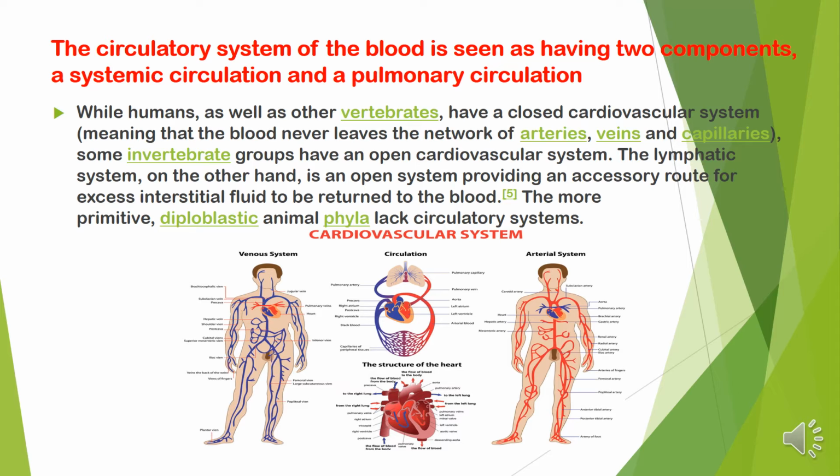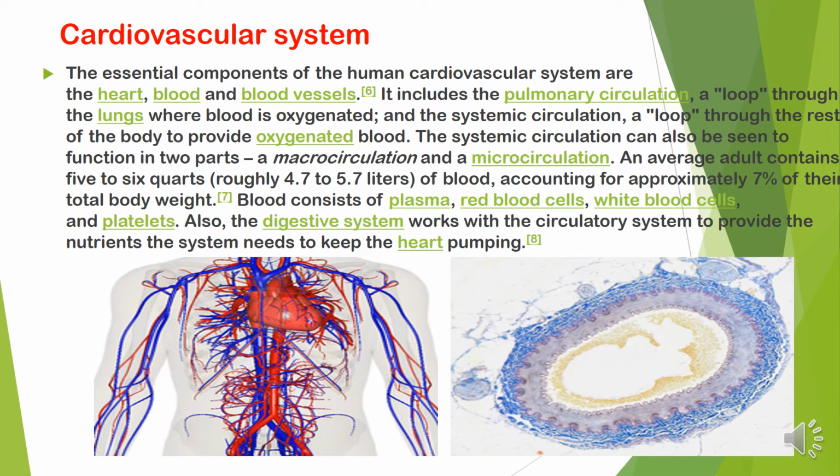The more primitive diploblastic animal phyla lack circulatory systems. So remember, class, in the cardiovascular system we have the venous system, the circulation, the arterial system, and the structure of our heart. Talking about the cardiovascular system, class, the essential components of the human cardiovascular system are the heart, blood, and blood vessels. It includes the pulmonary circulation, a loop through the lungs where blood is oxygenated, and the systemic circulation.